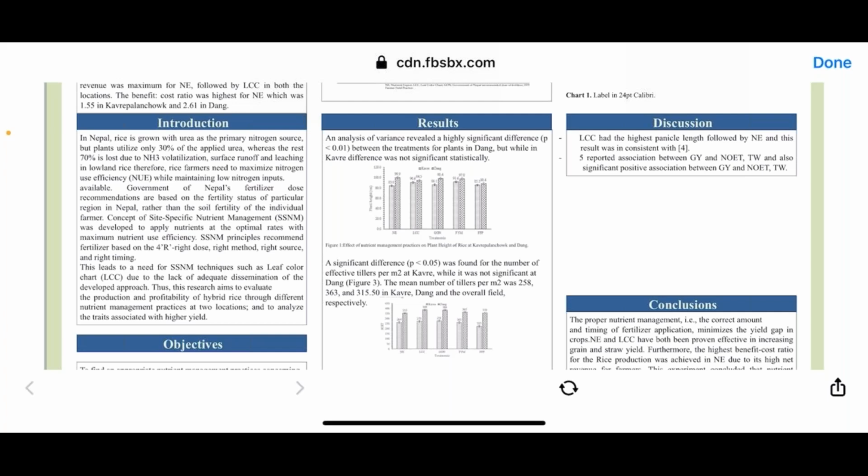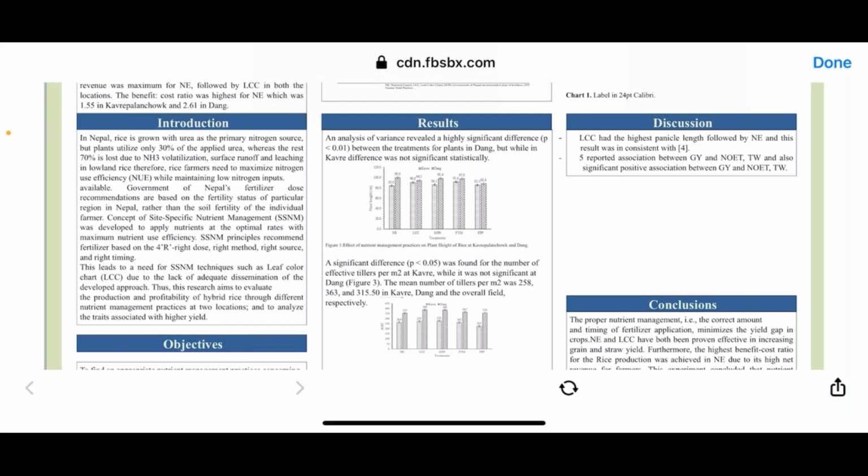Similarly, test weight. If you talk about test weight, the mean 1000 grain weight was 15.7 gram in Kavre district and was 15.75 gram in Dang district. The overall mean was 15.73 gram.